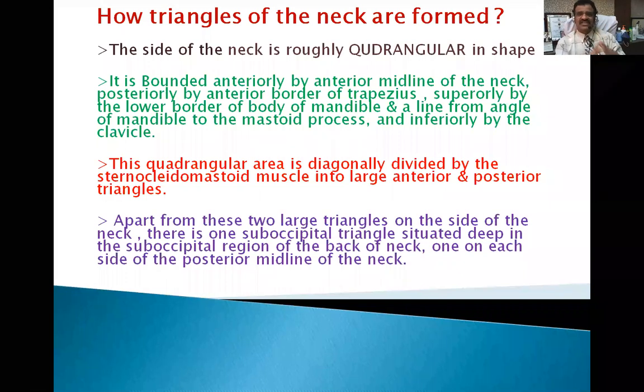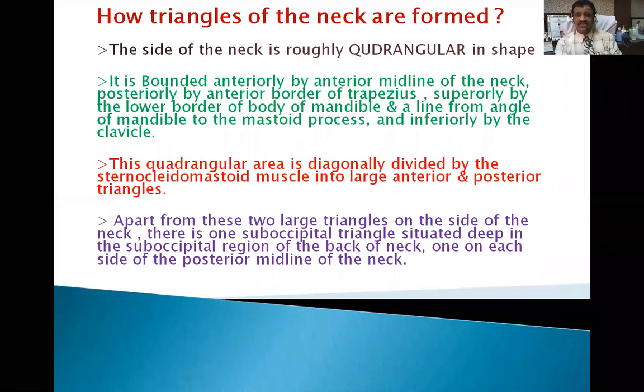Now each of these quadrangular areas is further divided into sub triangles. The quadrangular area on one side is diagonally divided by the sternocleidomastoid muscle into a large anterior and comparatively small posterior triangle. So the side of the neck is now divided into anterior triangle and posterior triangle. So on this side also, on that side also.